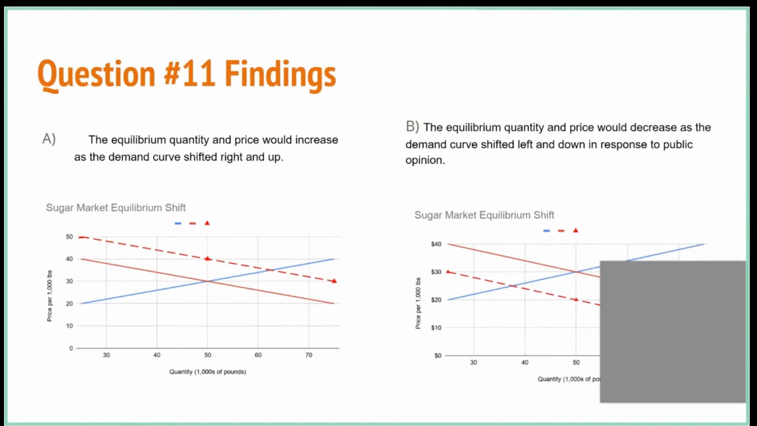In the shift on the right, the equilibrium quantity and price would decrease as the demand curve shifted left. This would be in response to public opinion. Less people would start to eat sugar, so quantity would go down and price would go down. So the equilibrium point would shift down and left, as in the graph. Both of these lines are the shifting of the demand curve, and as you can see, there would be a different equilibrium point.